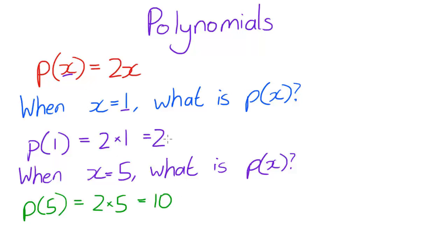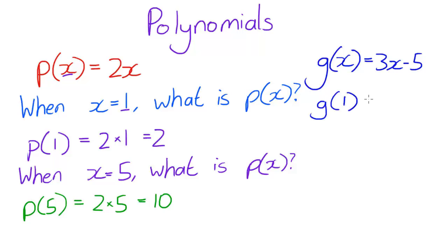So that's a polynomial in its basic form, and I'm going to give you another one, a slightly different one. I'm not going to use a p actually, I'll use a different letter so we don't get confused. I'll use g of x. So g of x is going to equal 3x minus 5. Then I'm going to say at x equals 1, what is g of x? Well, g of 1 is going to be equal to 3 times by 1 minus 5, which is going to be minus 2.